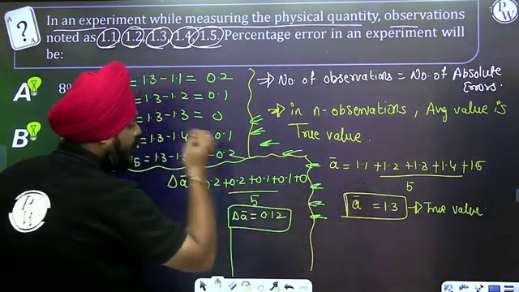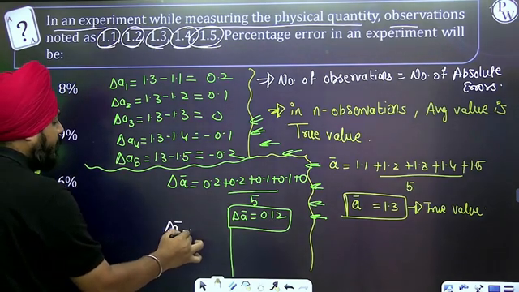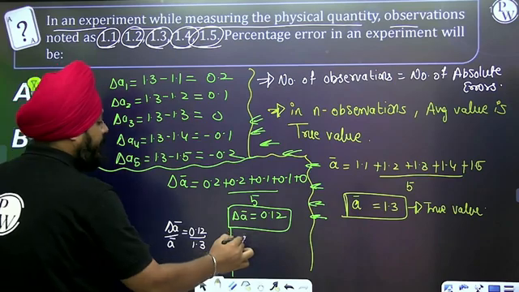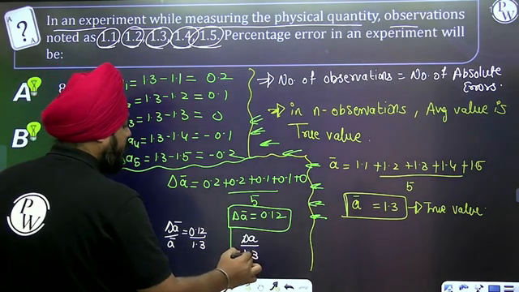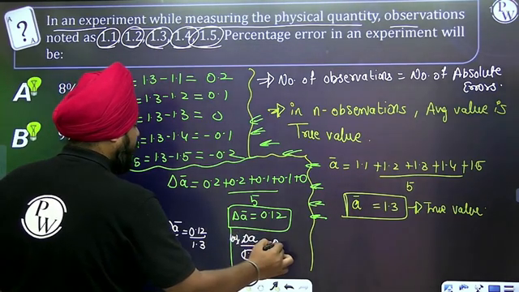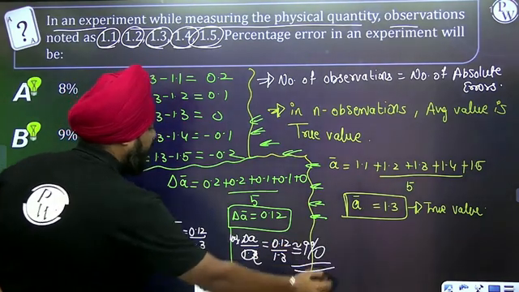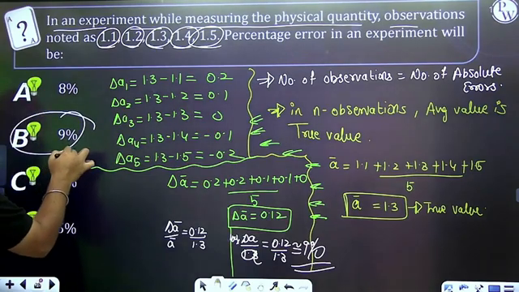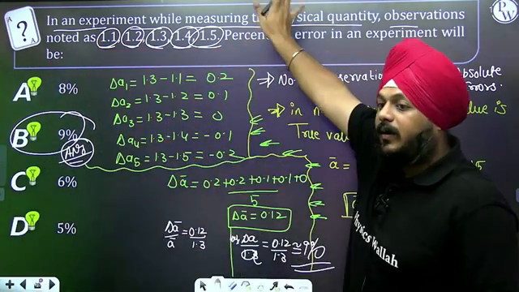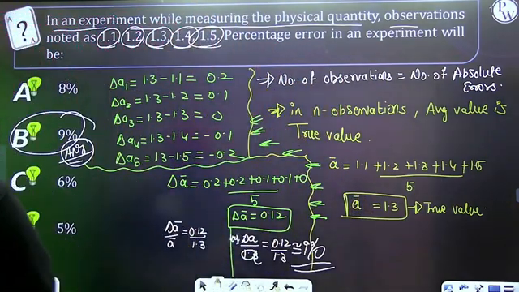Finally, we need to calculate the relative error. Relative error is delta A bar by A bar, 0.12 by 1.3. When it is multiplied by 100 for percentage, it is 0.12 divided by 1.3, approximately 9%. So we have 9% error in this experiment.